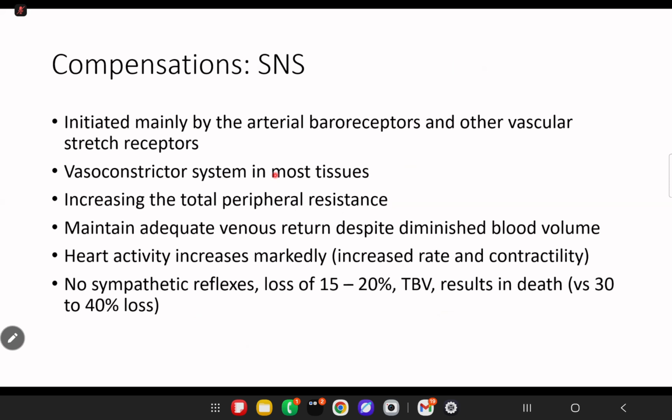If you did not have the sympathetic nervous system working, a 15 to 20% loss of blood volume would cause death. It is purely because of your sympathetic nervous system that you will not die at 20% blood loss. You will now die only at about 40% blood loss. But if you have lost your sympathetic system, then you are dead when you have lost 1/6 to 1/5 of your total blood.